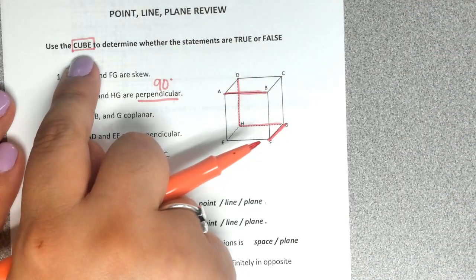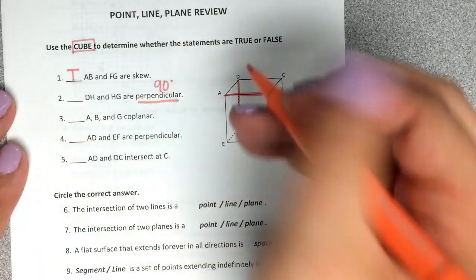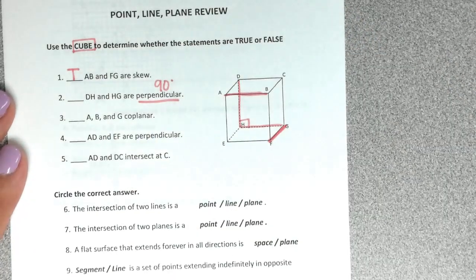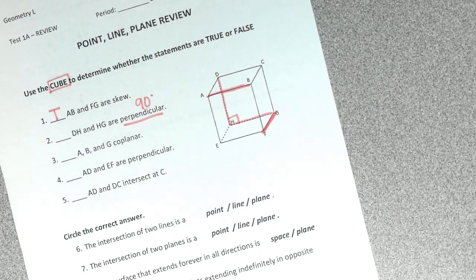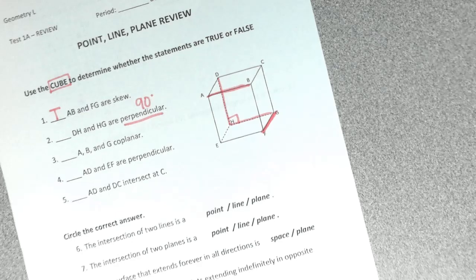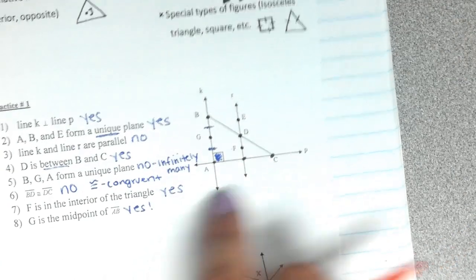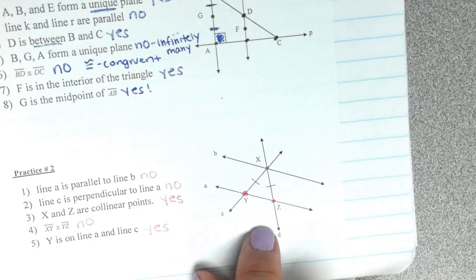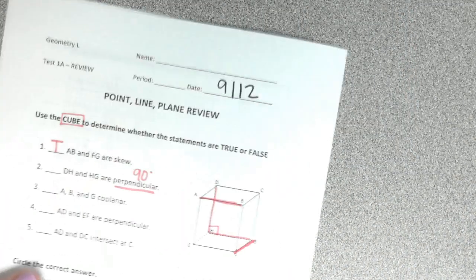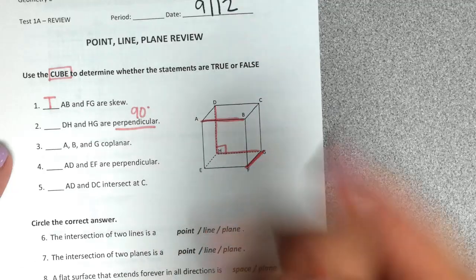If it says it's a cube, you know cubes have right angles. Now, if it was some random picture, that's not very good. A random picture like the pictures on page 6, you can't assume that. So if it's some random picture like this, I can't assume perpendicular unless there's a box. But if it tells you it's a cube, we know there's 90 degrees. So that one is true.